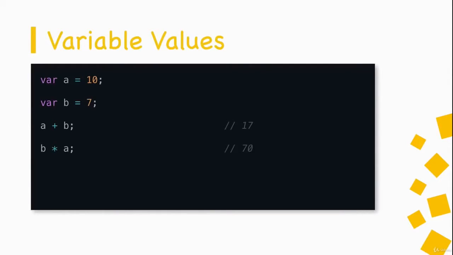Of course, other arithmetic operators work as well. So b multiplied by a, which is b asterisk a, means 10 asterisk 7. 10 multiplied by 7 is 70, and that's the result we get.